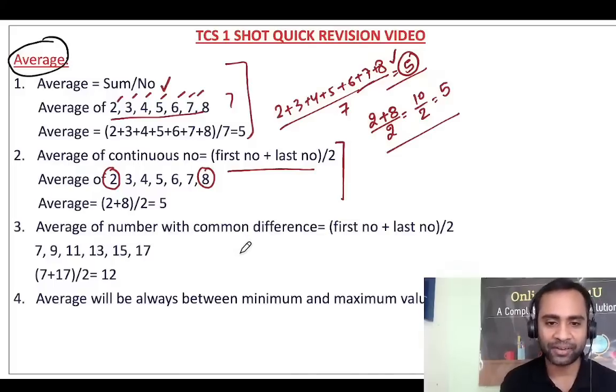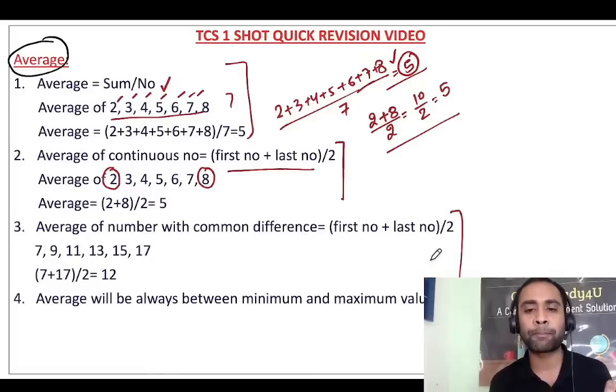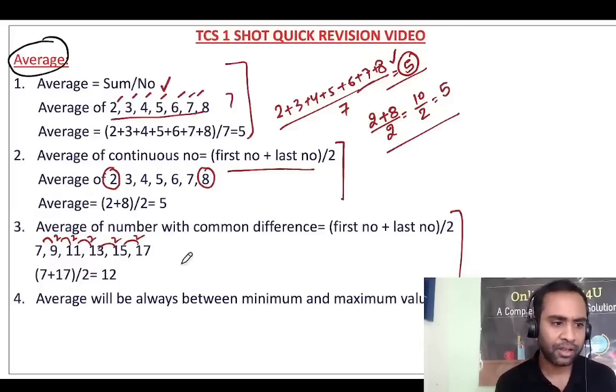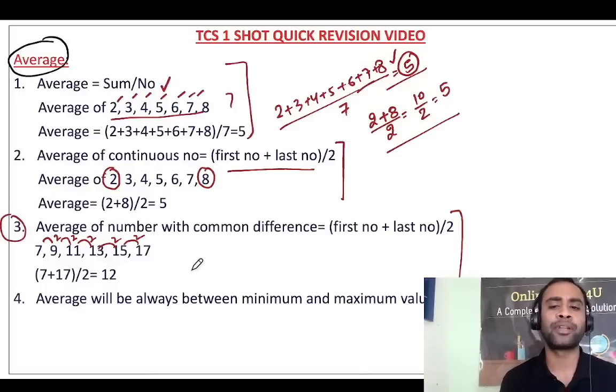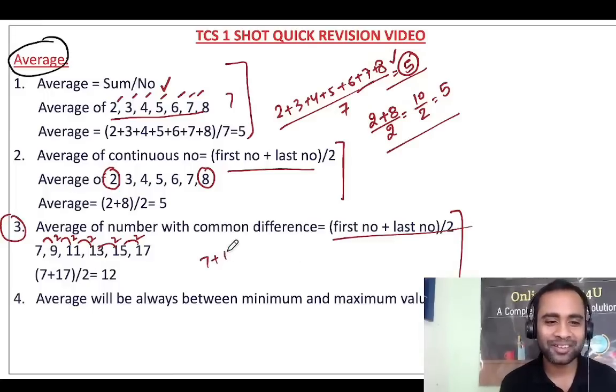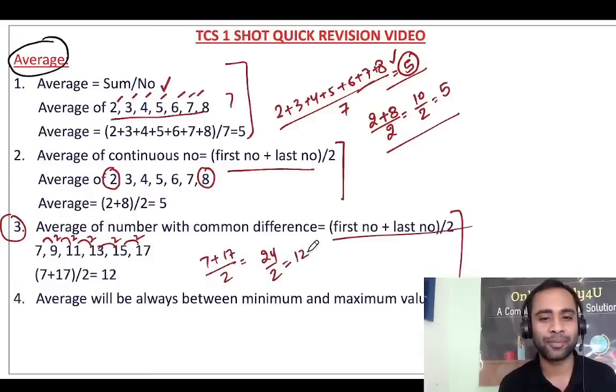The average of numbers with a common difference will also be first number plus last number divided by 2. Suppose I have numbers where the gap is the same, like 7 to 9, 2, 2, 2. Then the average will be first number plus last number divided by 2, so it will be 24 by 2, that is nothing but 12.